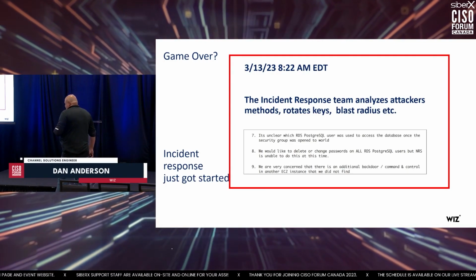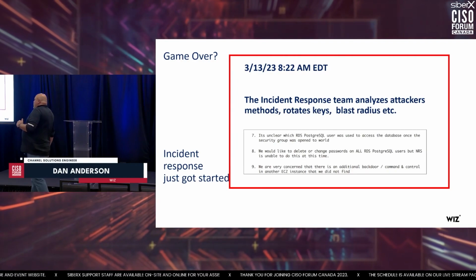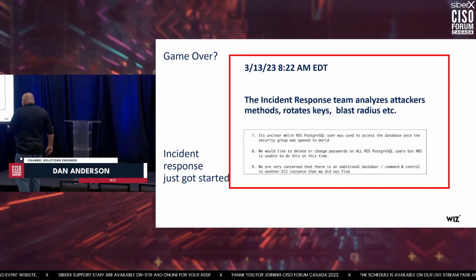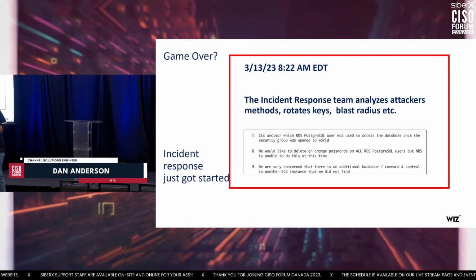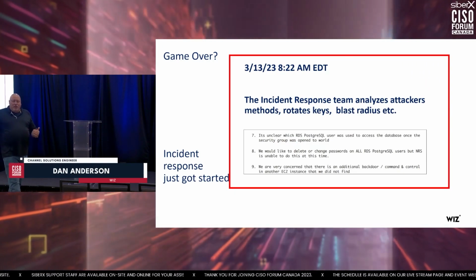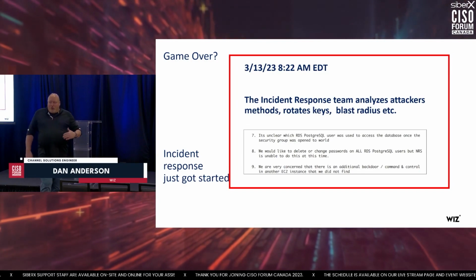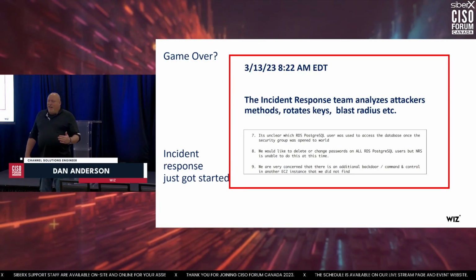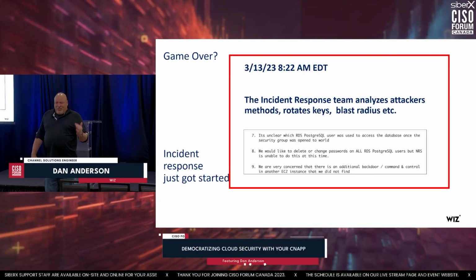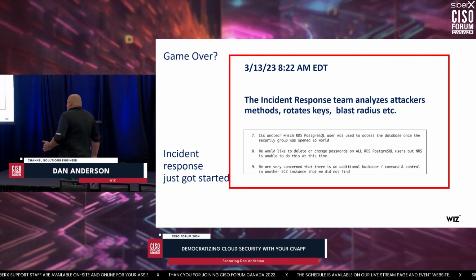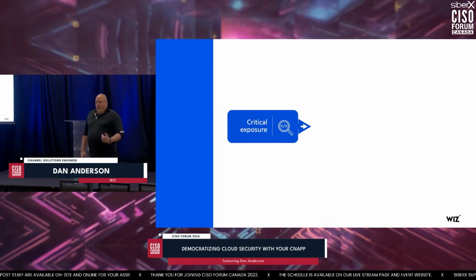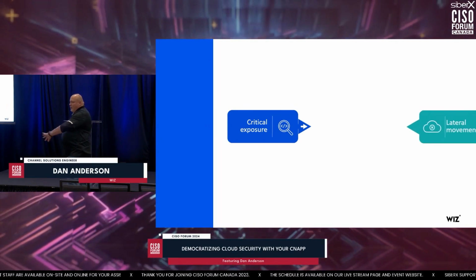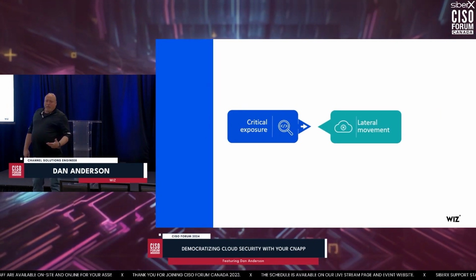And 9, this is the one that's the most disturbing. We are concerned that there is an additional backdoor / command and control in another EC2 instance that we did not find. So not just concerned. When somebody uses the word concern in an official document, that's basically saying we know that this has occurred, okay? So the bottom line is, look, critical exposures leading to lateral movement essentially is game over.